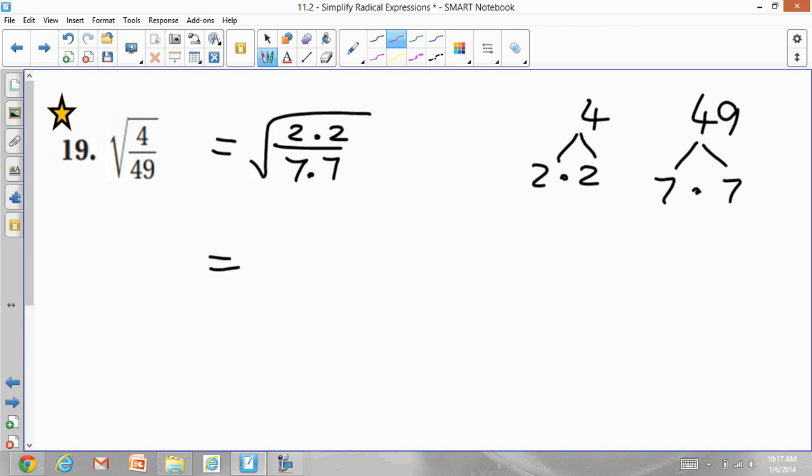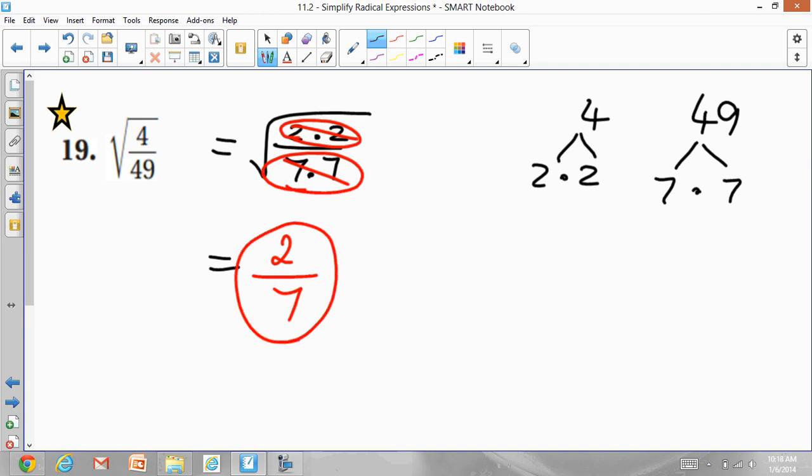So now I'm looking for pairs. 2 and 2, I'm going to pull out one 2. So they're gone. 7 and 7, it's a pair, I'm going to pull out one 7. So this will be the final answer. So the square root of 4 over 49 is the same as 2 over 7.